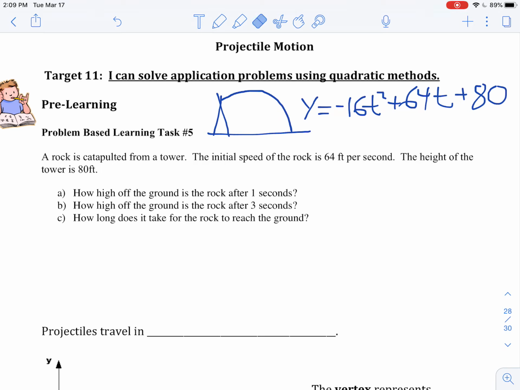Now that front number could be y equals or it could be h equals. Really, it could be any letter. I'm going to go back and change that to h. H for height. Okay, so that is the equation of our rock.